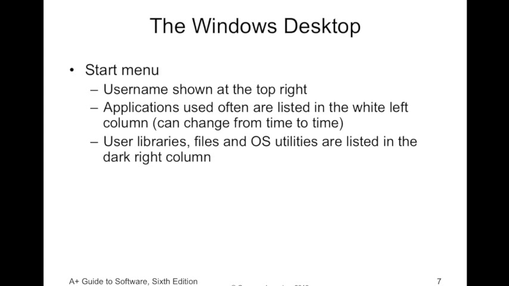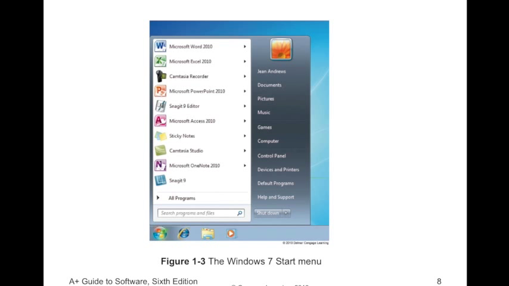Another big area for the desktop is the Start menu, and that's pretty much where the username is shown, where he has quick access to all of his major folders, his libraries, utilities like Control Panel, and other features like that. For example, here you see on the right side of the Start menu, we have the author, Jean Andrew, her quick launch documents, pictures, music, games, computer, no longer My Computer, it's now renamed to just Computer, Control Panel, devices and printers, help and support.